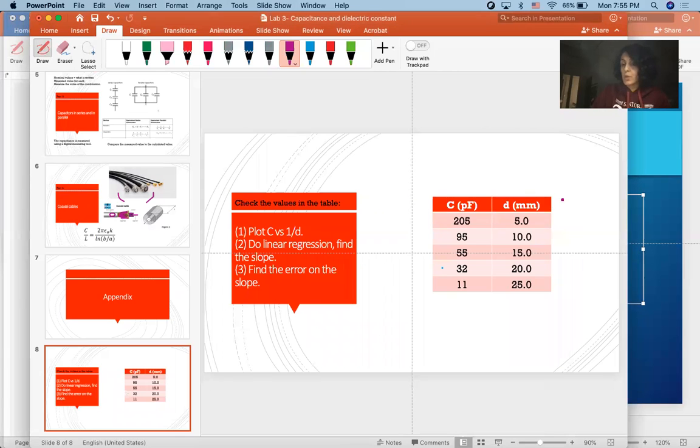Are you supposed to calculate 1 over D first before you plot? Do linear regression to find the slope. I believe you simply need to plot, right click, insert scatter, right click, add equation. By simply showing the equation, you can tell the slope. Find the error on the slope.